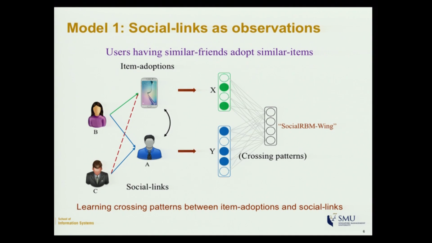One way to deal with that is to make bindings from the two sides of observation, X and Y, by shared hidden layers. The idea is we try to learn the crossing patterns between the two sides of observations. Each side of observation is like a wing, so we simply call the model the wing. That's the idea for the first model.